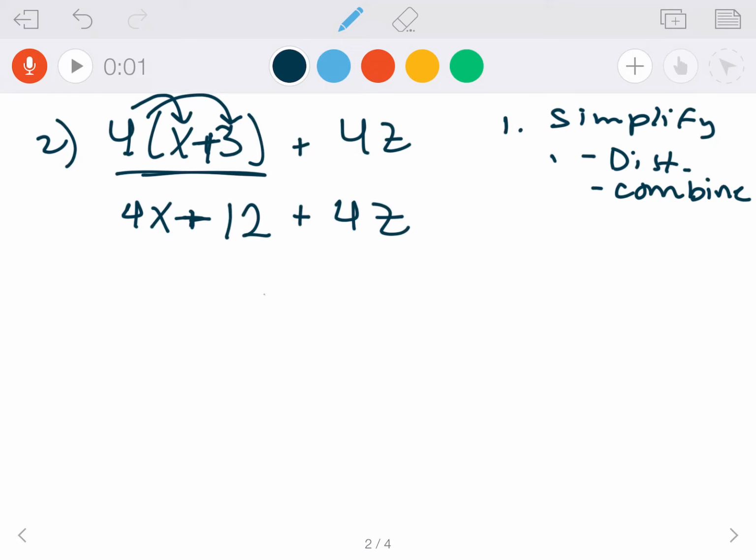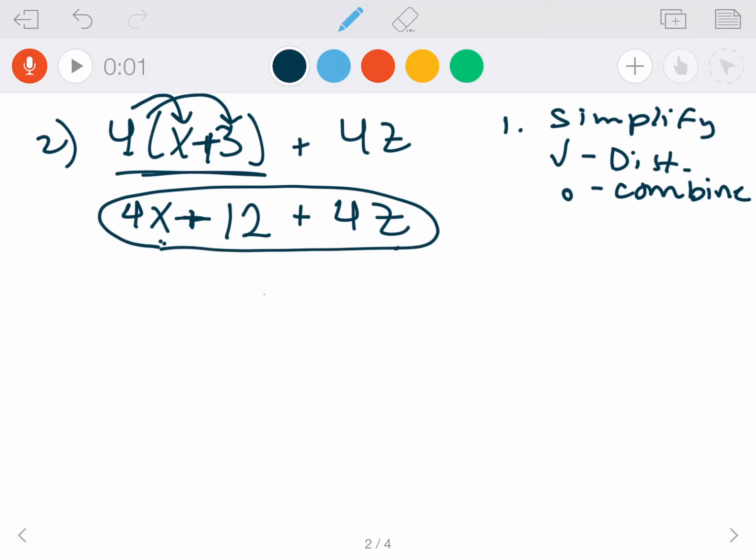Now we're done with the distribution step. Now we need to look and see if there's anything to combine. Well, we have an x here and a z here. Those are different variables. That means that these two terms are not like. They are unlike, which means we cannot combine them, and that this is as simplified as a statement can get.